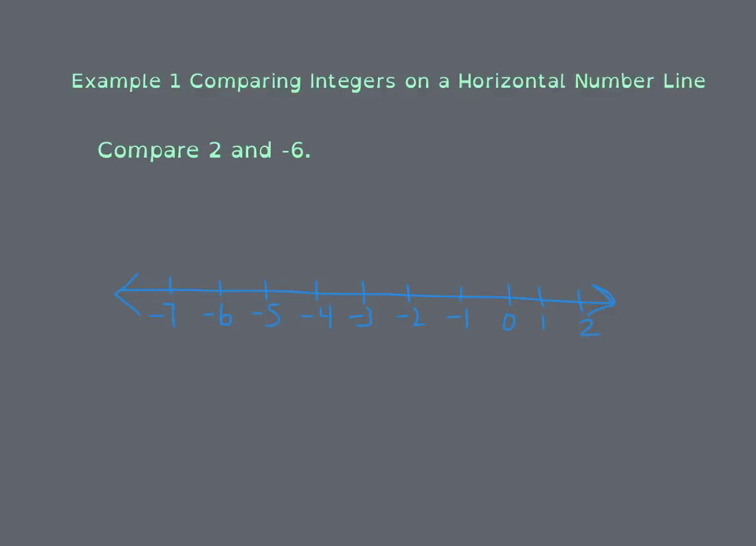So I'm going to start with 2. So I put a solid dot like that. And then if I'm graphing -6, I put a solid dot like that. So what we realize is that 2 is to the right of -6. So 2 is greater than -6.